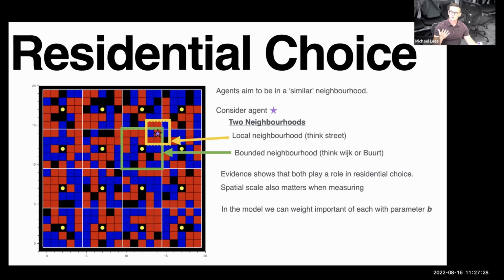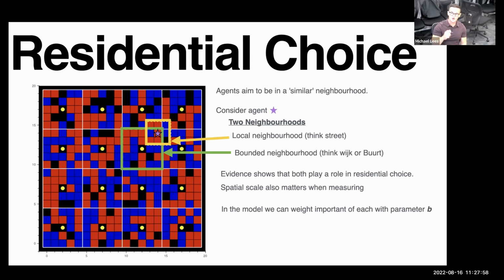The other one, which we call the bounded neighborhood, is more like a district. So I don't know what you would have. I mean, Ang Mo Kio would be a district, right? That's a big one, or Yishun. Sometimes they develop a reputation. I think Yishun now has a reputation, right? It didn't when I lived here, but it has a reputation. And that immediately can change the preference to live there. So even though your house, your street might be perfect, living in that bad neighborhood can have an effect.